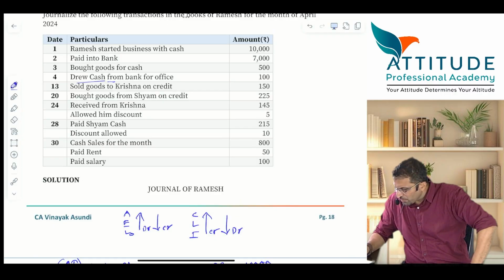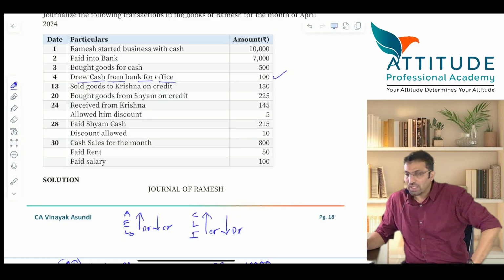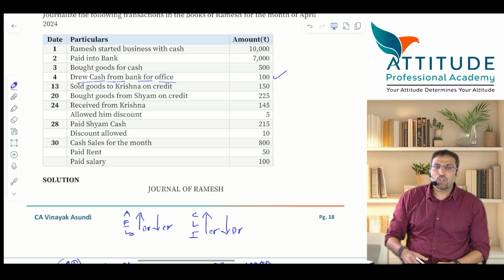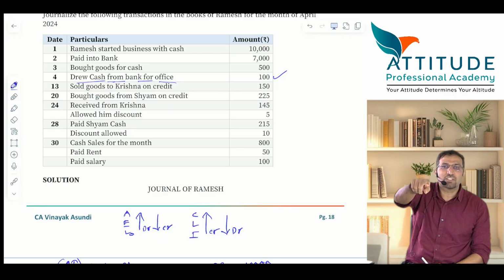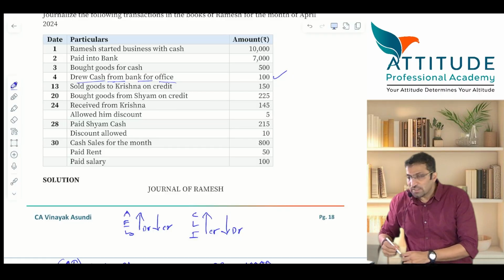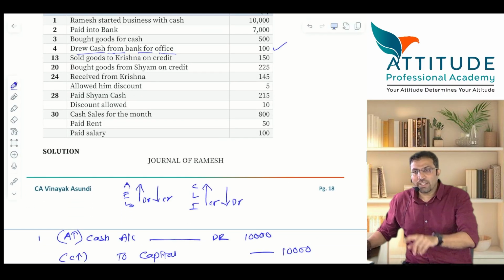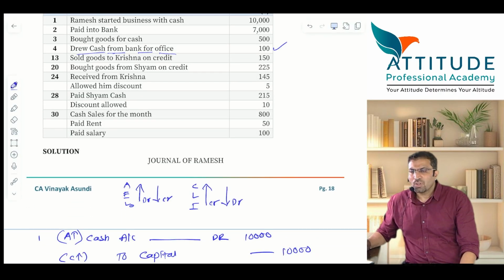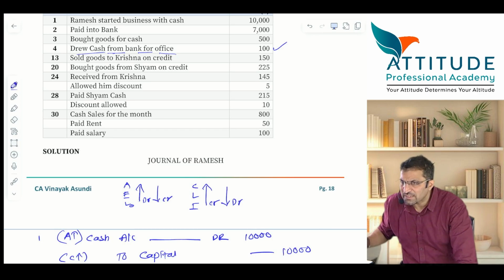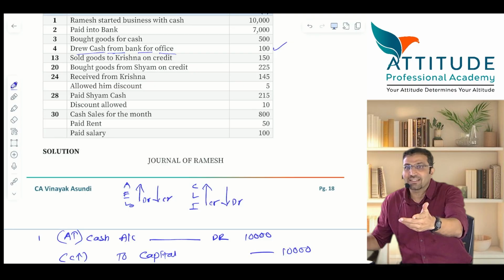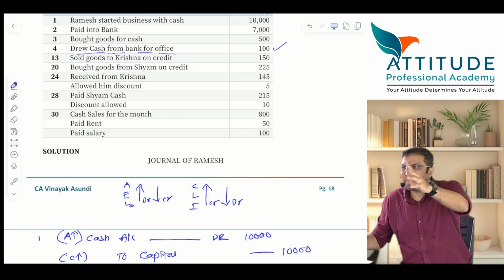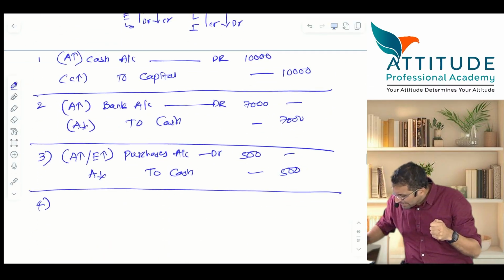Drew cash from bank for office use. Now this is interesting. You are withdrawing the cash from the bank. For what use? What did you get? Or have you spent it for office expenses? You are only withdrawing it for office use. You are still not spending it. After spending, it will become an expense. So you have withdrawn only the cash from the bank.